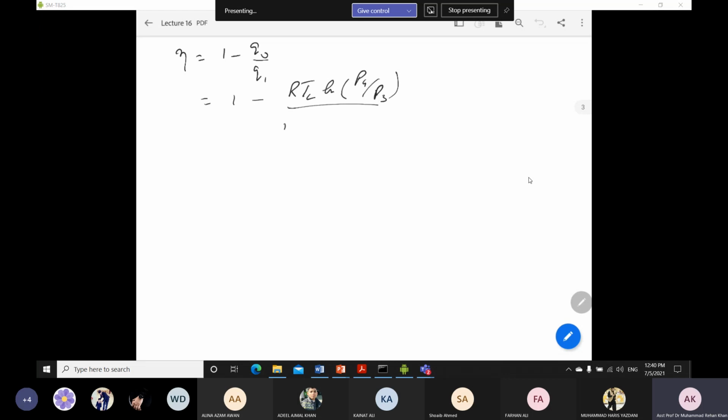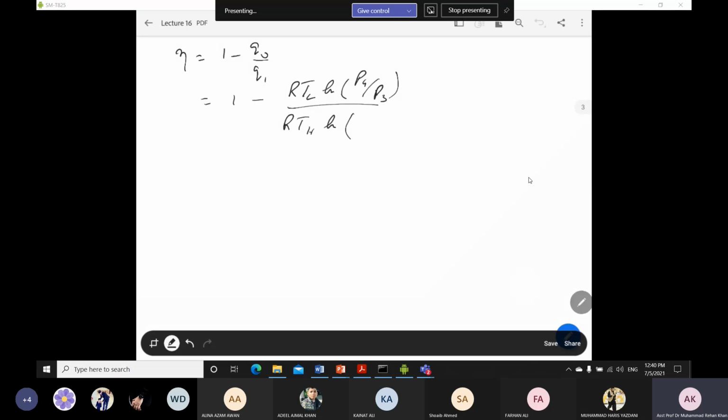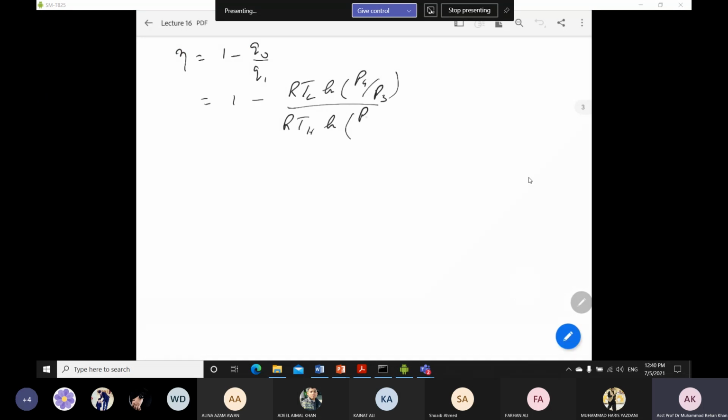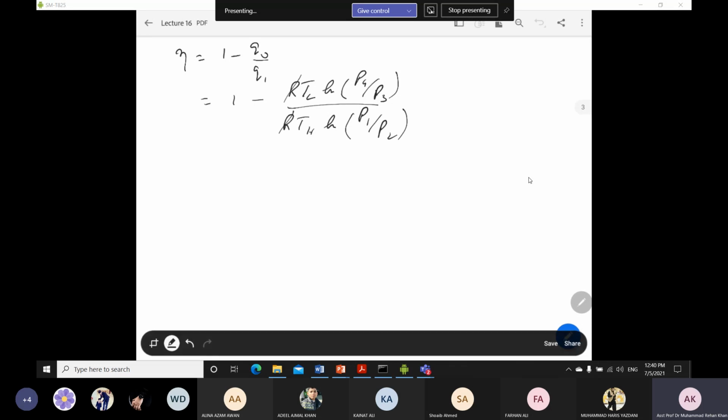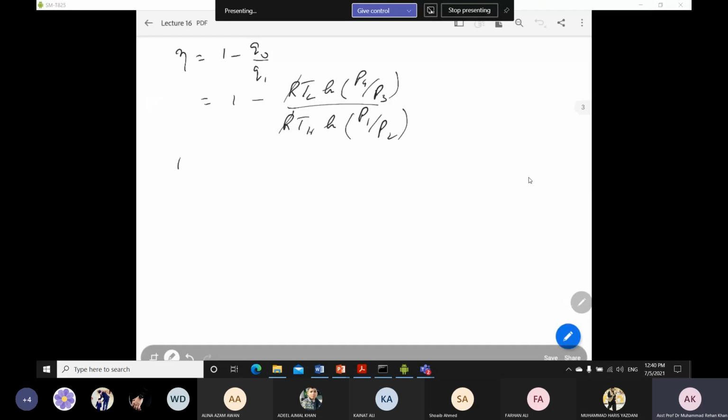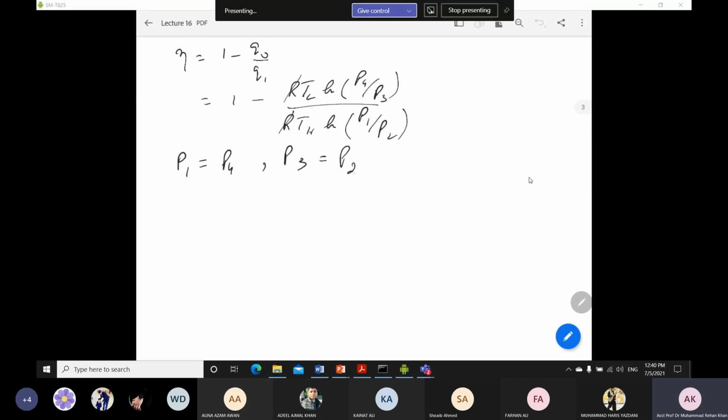R T3, and then R TH log of P1 over P2. Okay, so from here we can easily eliminate R, and if you go back to your previous lecture, you can easily find from the PV diagram that the pressure at 1 is equal to the pressure at 4, and the pressure at 3 is equal to the pressure at point number 2.